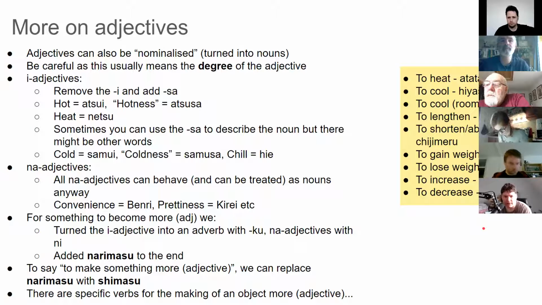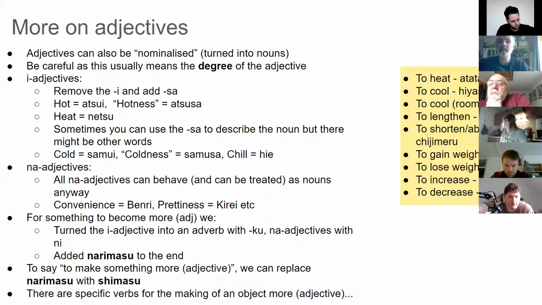So a quick thing, to gain weight and to increase, is the fu in those the same character? I don't think so. Let's have a look. Toru is like big with a tail, right? Yes, exactly. And Fuya. No, it's a different character. Okay, just saw a pattern. Yeah.